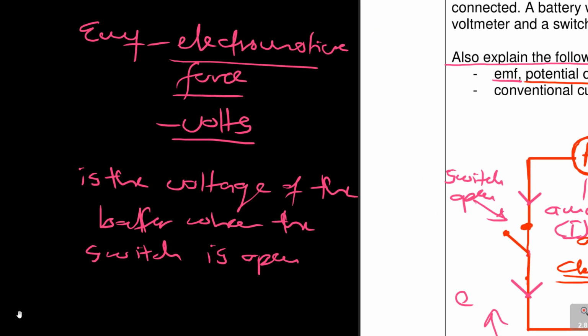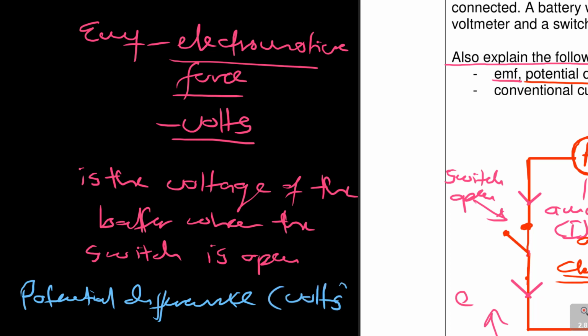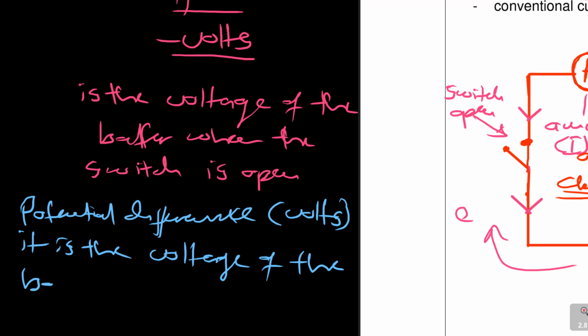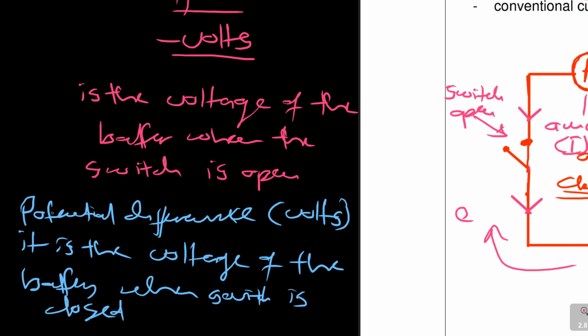So if they ask what is PD, potential difference, it is also measured in volts. So you need to know both of them, they are voltages. And the question is, what is the potential difference? It is also the voltage of the battery. You just oppose it. When the switch is closed, or when the battery is now working. Don't forget that.